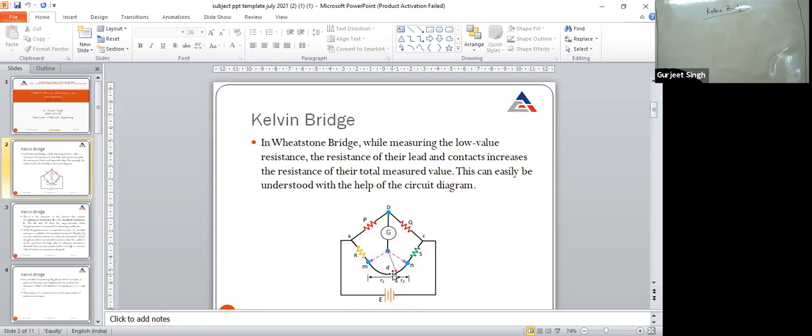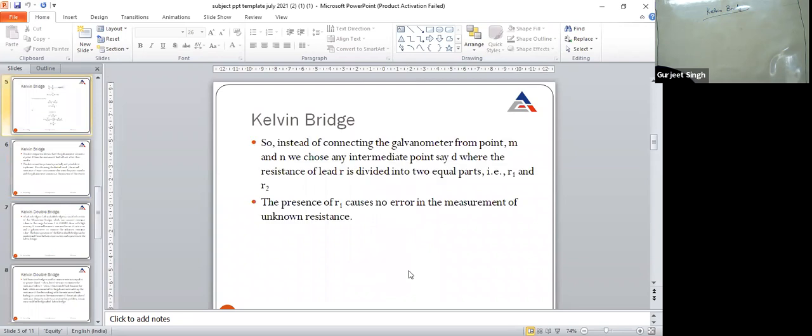We will connect the galvanometer to the point D, and the resistance from M to D is r1 and from D to N is r2. Okay, we have a two-part resistance, r1 and r2. Now, if I connect the galvanometer to the point D, the presence of r1 and r2 does not affect the measurement of the unknown resistance.